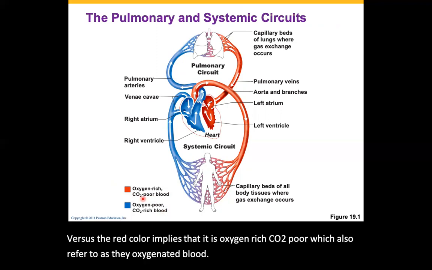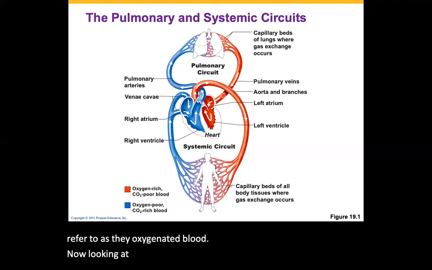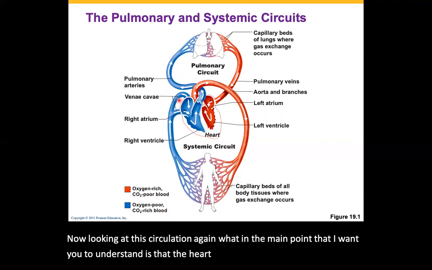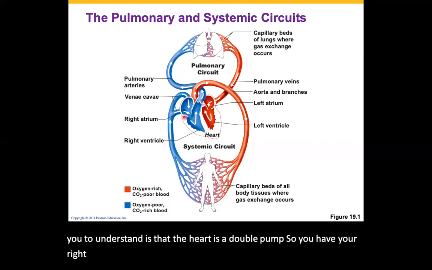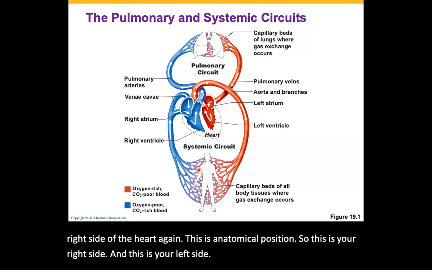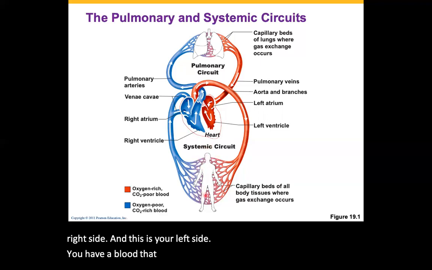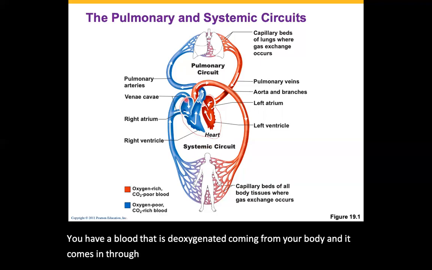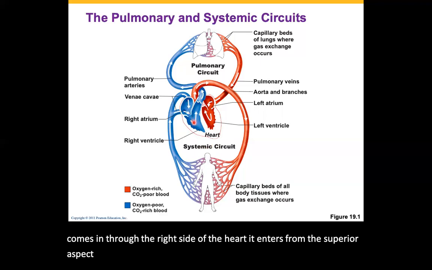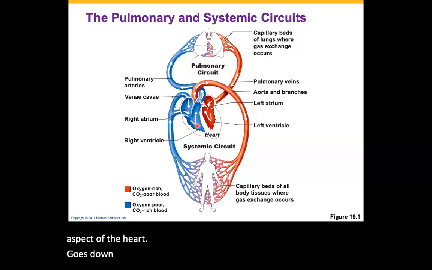Now, looking at this circulation, one of the main points that I want you to understand is that the heart is a double pump. So you have your right side of the heart. Again, this is anatomical position, so this is your right side and this is your left side. You have blood that is deoxygenated coming from your body, and it comes in through the right side of the heart. It enters from the superior aspect of the heart, goes down to the inferior aspect on the right-hand side, and then it gets pumped.